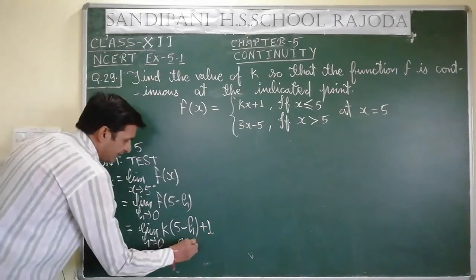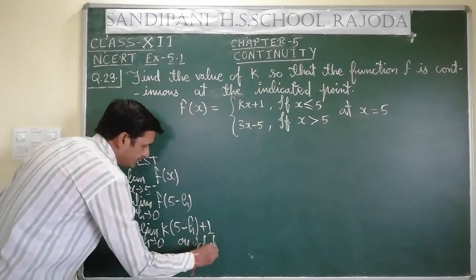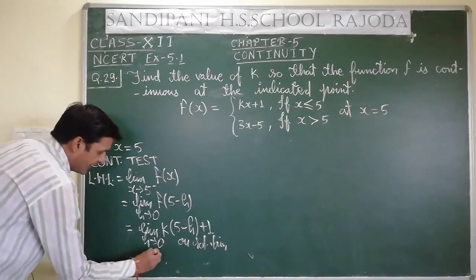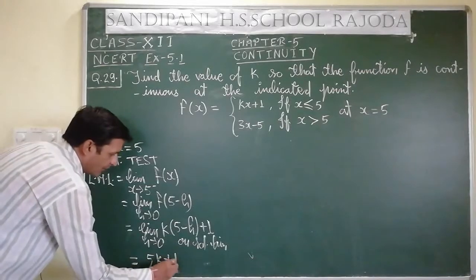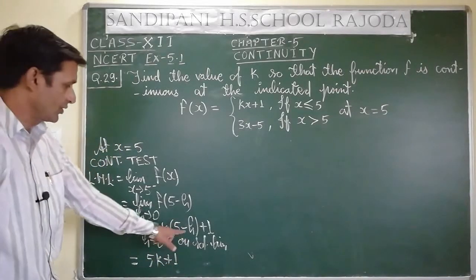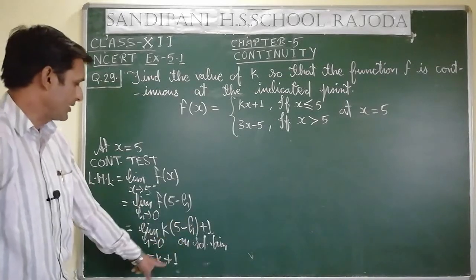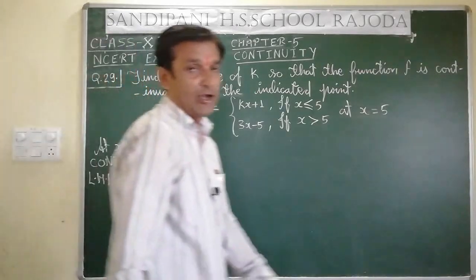On solving the limit, this will become 5k plus 1, because the value of h is 0. So if we put 0 here, then it will be 5 minus 0. So 5k plus 1 is the LHL, the value of LHL.